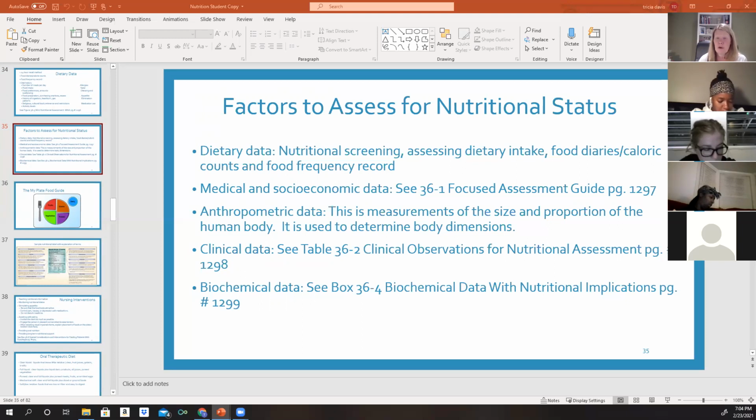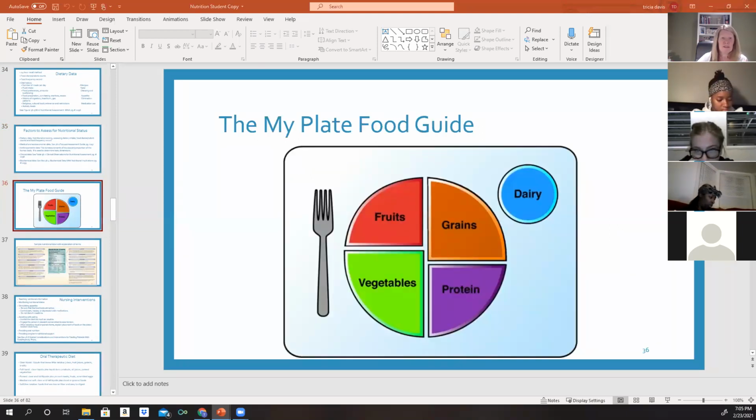We could look at their glucose and then their triglyceride level. So there's a lot of different labs that we can look at that can tell us, even if our patients aren't honest with us. So this is the My Food Plate.